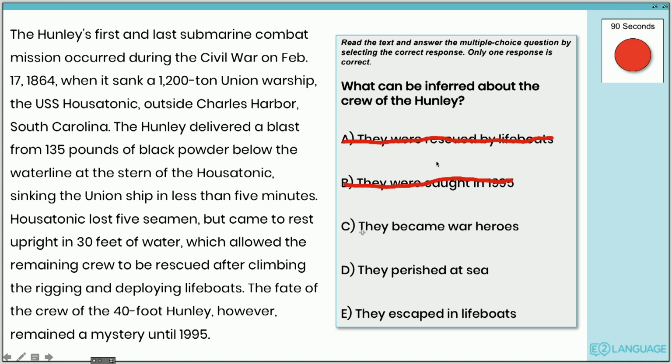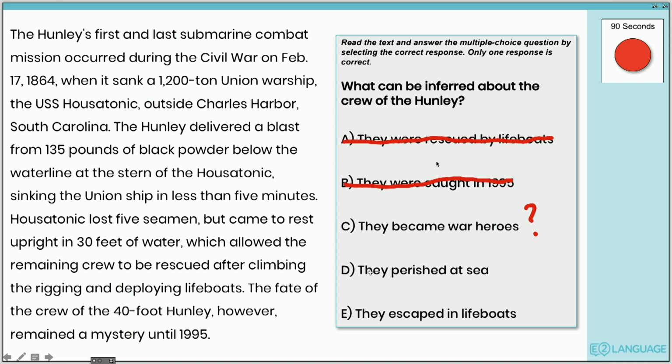C, the crew of the Hunley became war heroes. Well, it doesn't say that. And there's no reason to believe that that would be the answer, okay? That's probably not a good interpretation or inference from all of this information. There's nothing that's leading to that, but let's just leave it because it's not contradictory.